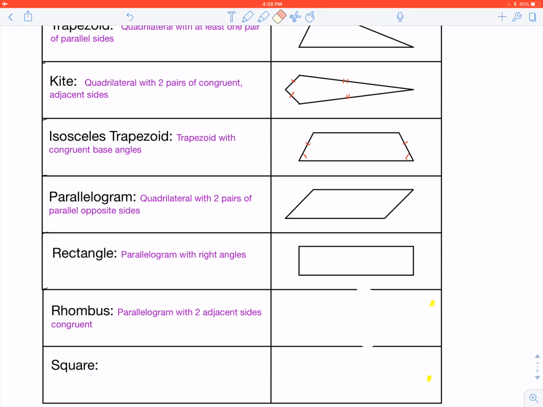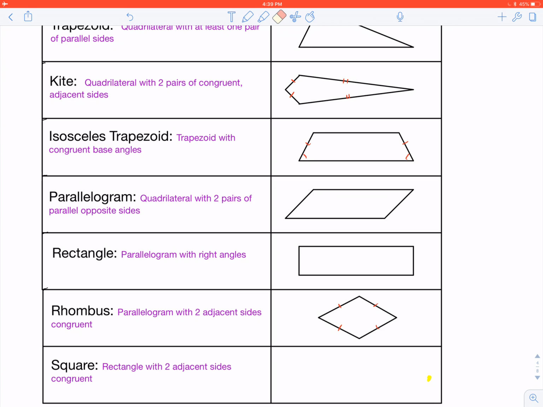The rhombus is going to be a parallelogram. So again, two pairs of parallel opposite sides. But in this case, two adjacent sides are congruent to each other. So not only do I have parallel opposites, I also have two adjacent sides are congruent to each other. What ends up happening is all four sides end up being congruent to each other.